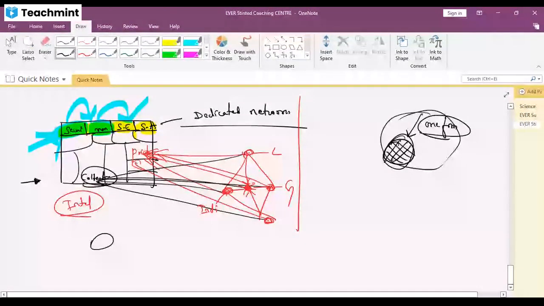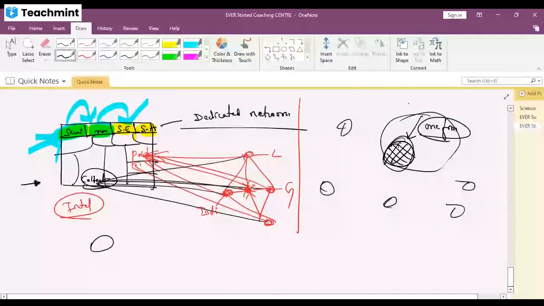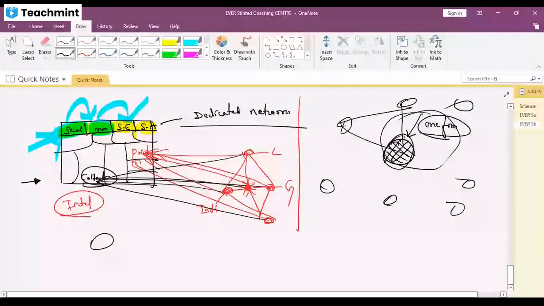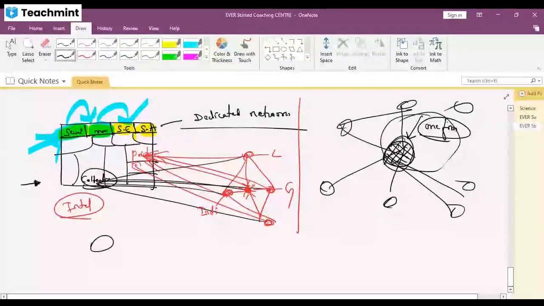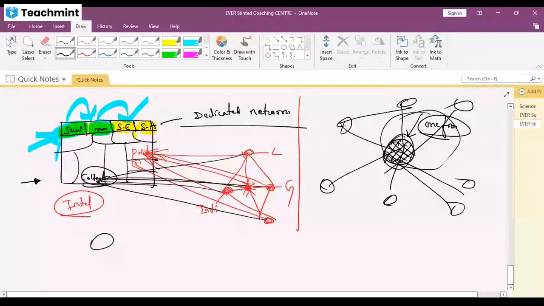Understood? If he has 2-3 houses, do you think that he can manage all the work of all the houses by himself alone? Is it possible?